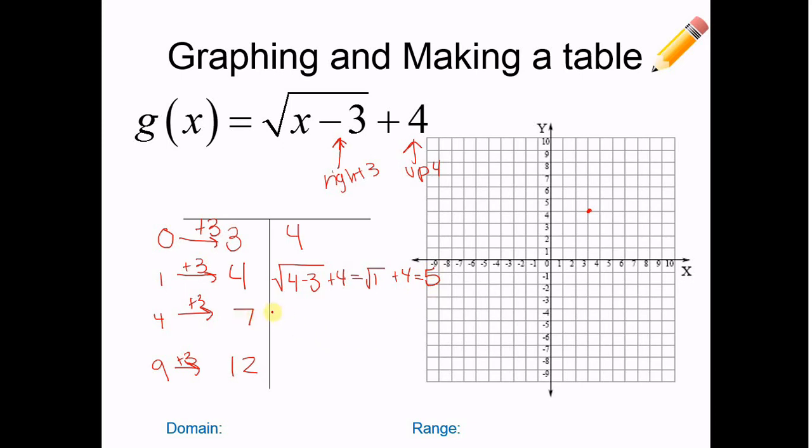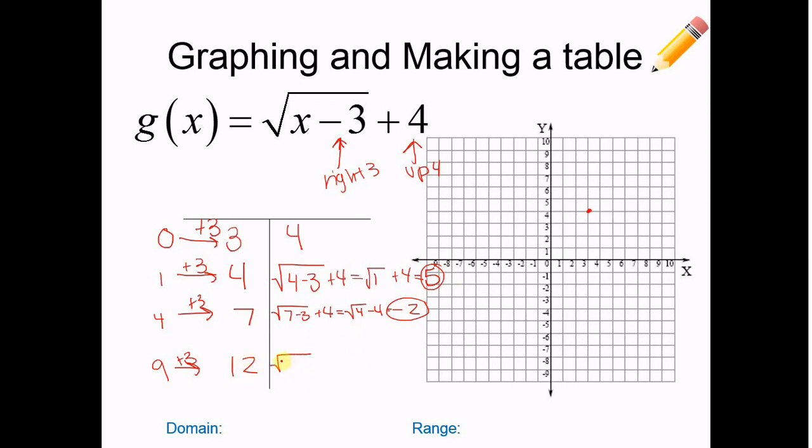Plug in my 7. So 7 minus 3 plus 4. 7 minus 3, that's just 4. So square root of 4 minus 4. Square root of 4 is 2. 2 minus 4, negative 2. Just showing my extra work here. On the next few I won't. I'll just talk through it.